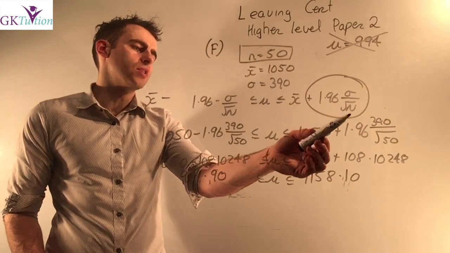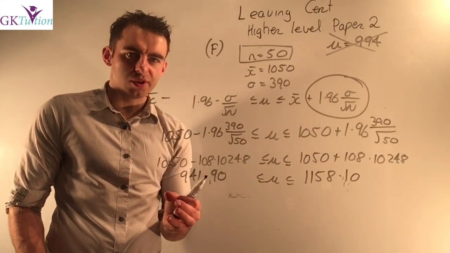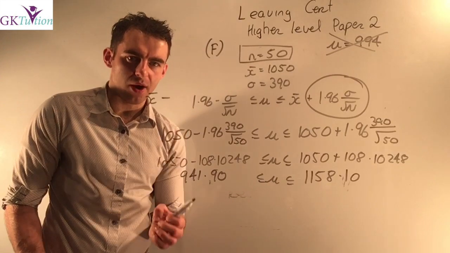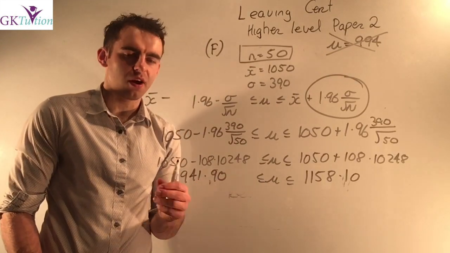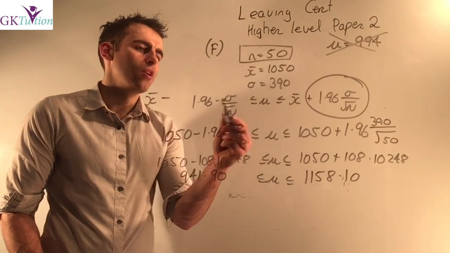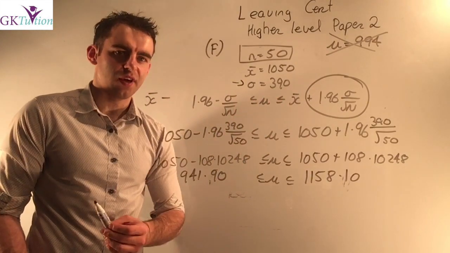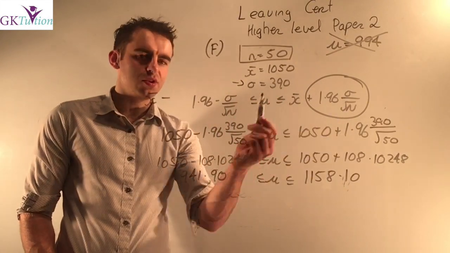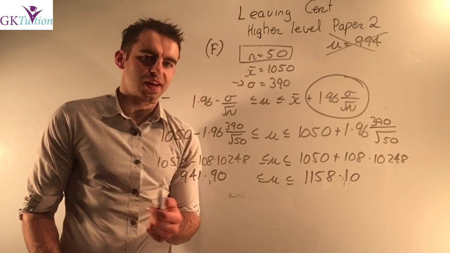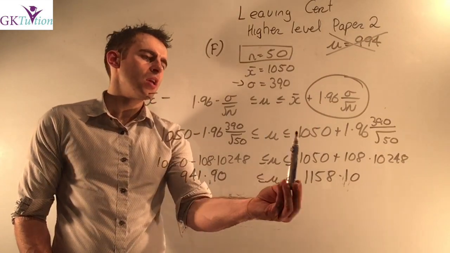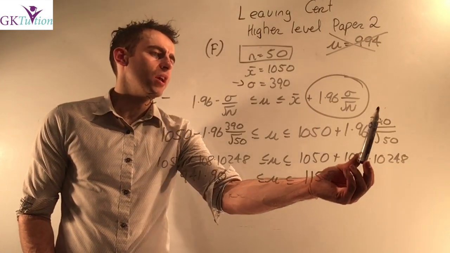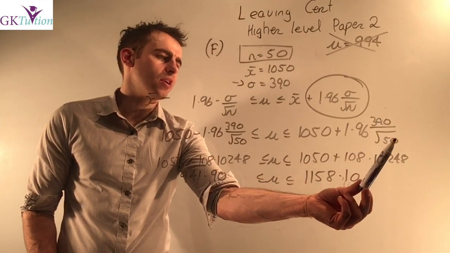Again, notice I'm using sigma over the square root of n. I'm not using proportion because this is numerical data. It's definitely not categorical data, so it's not proportion. Another giveaway is you've got the standard deviation. If there's a standard deviation, you're using the standard error that has a standard deviation in it. So your x bar is 1,050, your sigma is 390, and your n is 50.